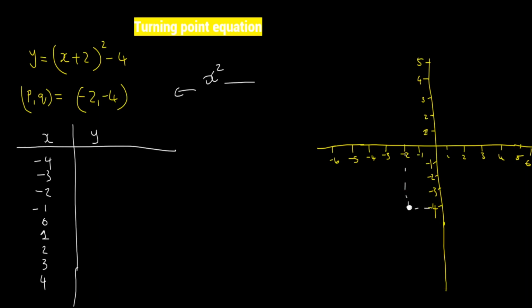So we're going to substitute the x values and get y. When x is -4, we have (-4 + 2) squared - 4. Here we can see that we have (-2) squared - 4, and that gives us 0. So the y value is 0. And you do the same for -3, -2 until 4.